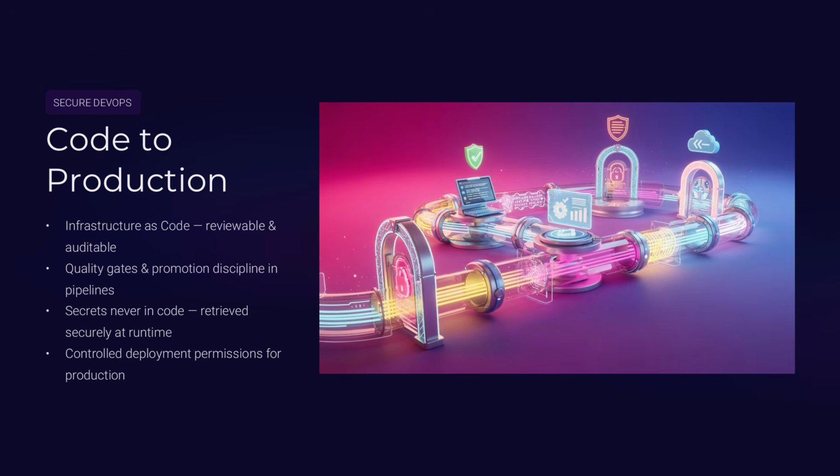With resilience designed, you now ensure delivery is safe and repeatable through secure DevOps. You use infrastructure as code, so platform changes are reviewable and auditable. You design pipelines that enforce quality gates, promotion discipline, and control deployment permissions, especially for production. You ensure secrets are never embedded in code and are retrieved securely at runtime. Leaders care because the pipeline is a high-impact risk path. Architects care because secure DevOps prevents drift, reduces human error, and makes delivery faster through standardized paved roads.